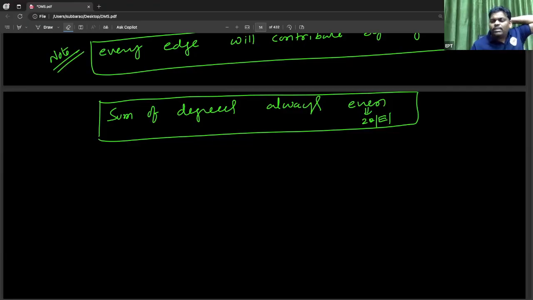Can anyone help? What is the reason the sum of degrees is even? Because the sum of degrees is 2e. 2 into e is definitely an even number. Because it is 2 into something. Right? Fine.